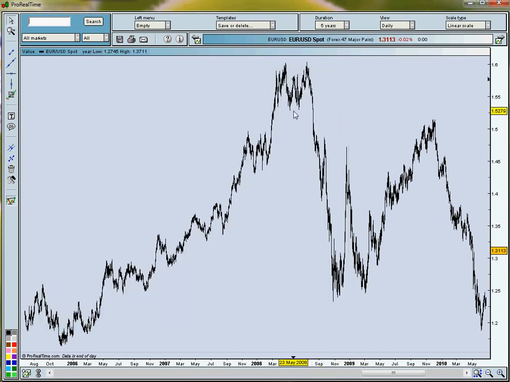Very close. Let's see, June and July. So it's very close to the final top right there. It's not perfect, but it's very, very close.